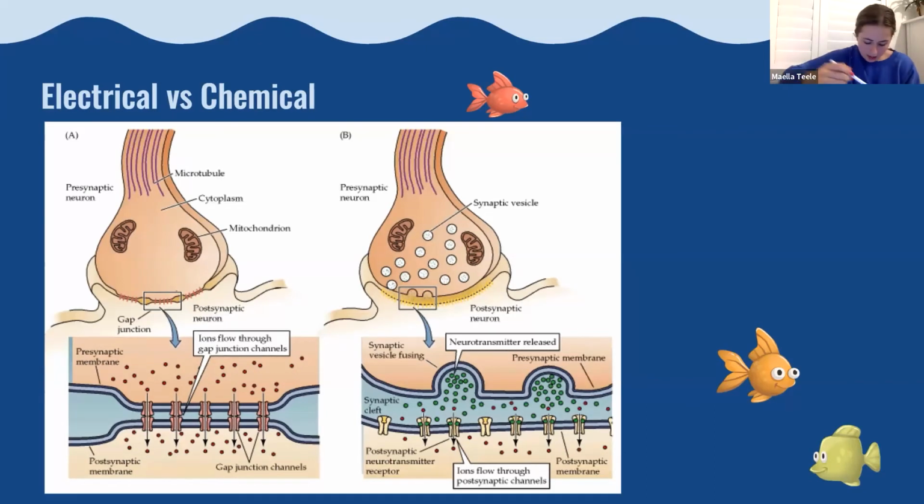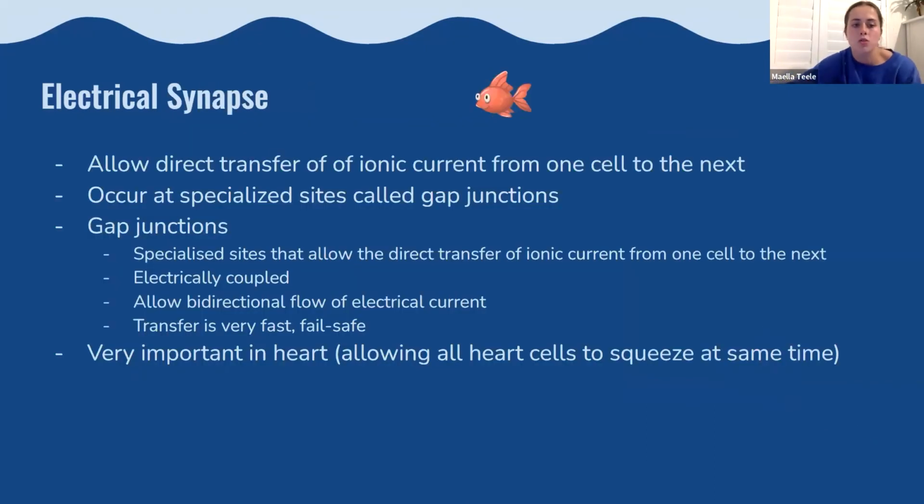So next slide, just a little bit on electrical synapse. Electrical synapse is important because it allows the direct transfer of ionic current from one cell to the next. It occurs at gap junctions like you saw in the image before. So gap junctions are specialized sites that allow the direct transfer of ionic current from one cell to the next. These two ion channels are electrically coupled, so they stick together, and they allow electrical current to go back and forward, which is an interesting property, and the transfer is very fast.